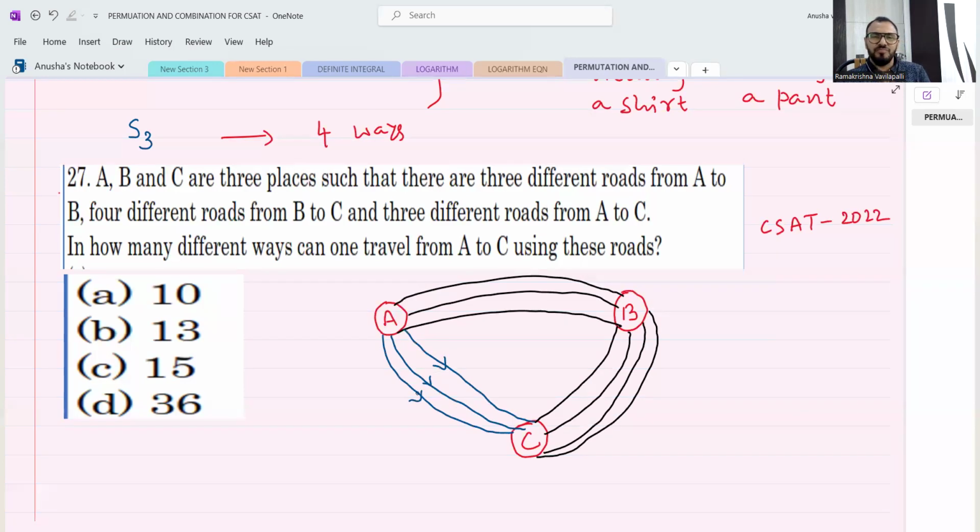Now you see, going from A to B is job 1. Going from B to C is job 2.